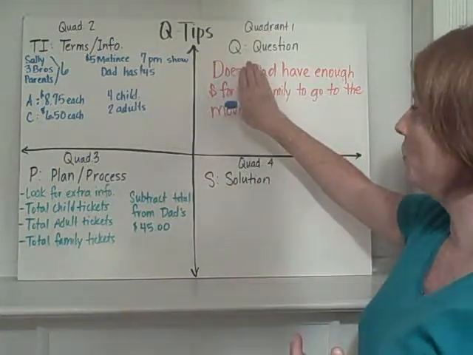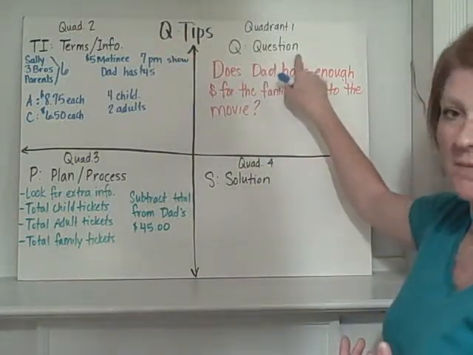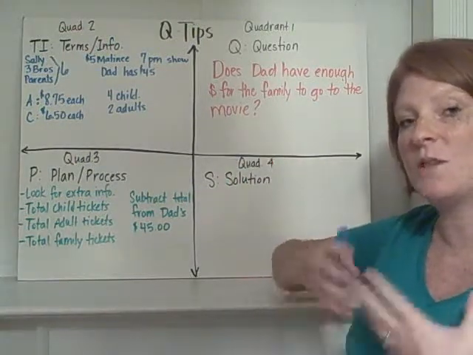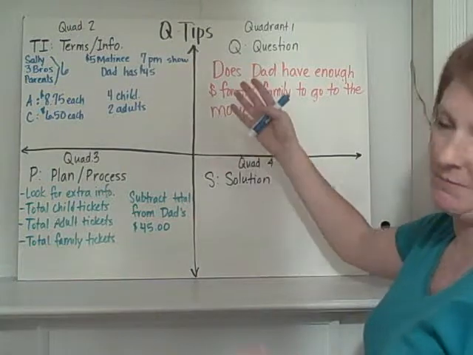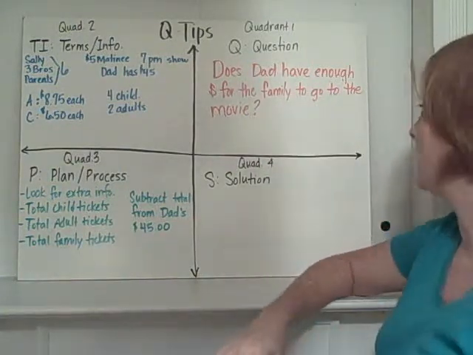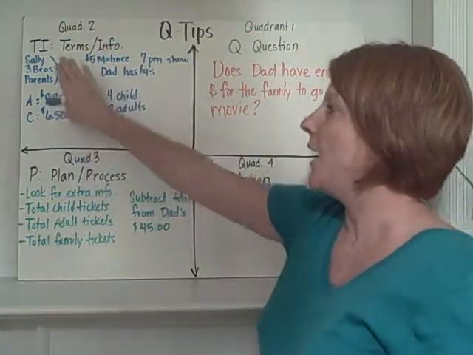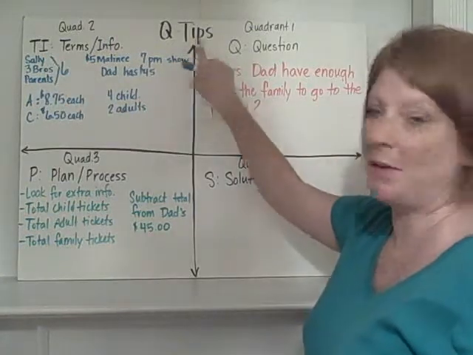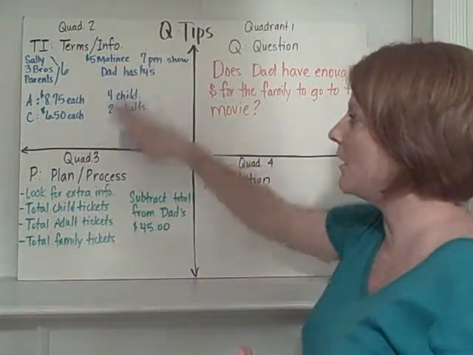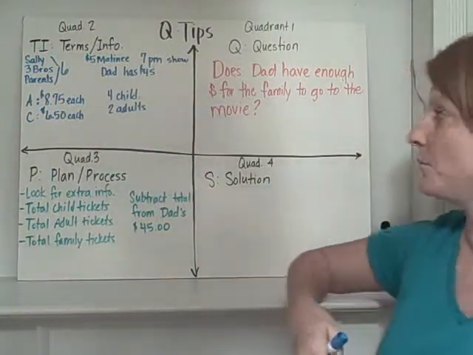We start with quadrant 1, and we look at Q from Q-tips, and that is the question. And what we've done here is we've rewritten the question into terms that we can understand. For example, the question is, does Dad have enough money for the family to go to the movie? Then we move into quadrant 2, and this is our TI from TIPS, and it stands for terms and information. So let's look at what we have in the problem as far as terms and information that's given.